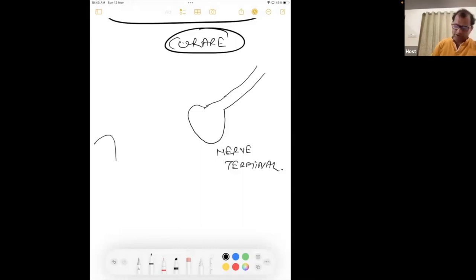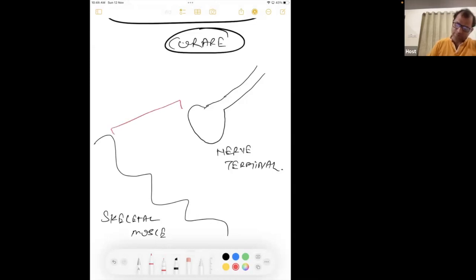Then we can see this is the skeletal muscle. This gap in between the nerve and the muscle is called the synapse, or we also call it the synaptic cleft.